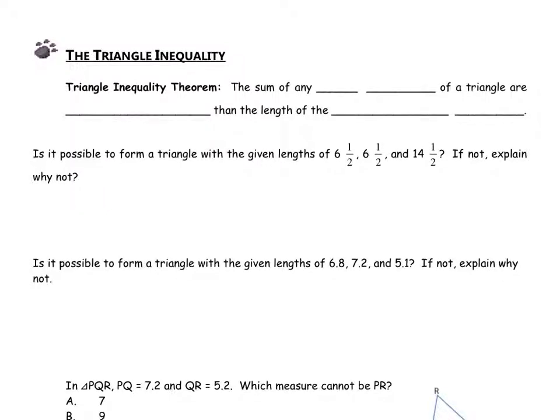Okay, today's assignment, the triangle inequality lesson. We are looking at the triangle inequality theorem. This says that the sum of any two sides of a triangle is greater than the length of the third side. So what we have to do is add two of the sides to see if they're greater than the third side. Let's look at this example right here.